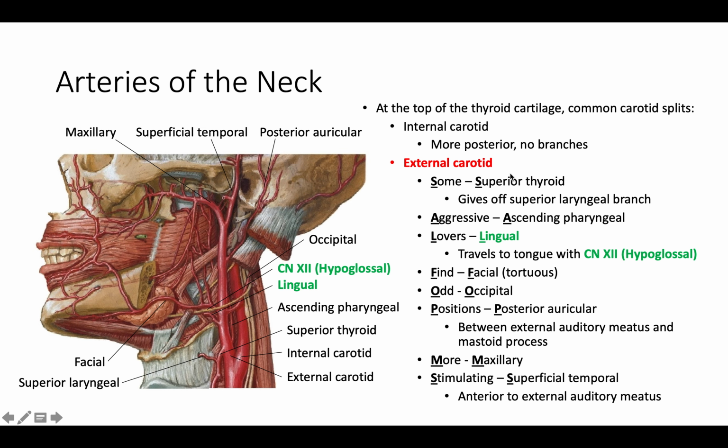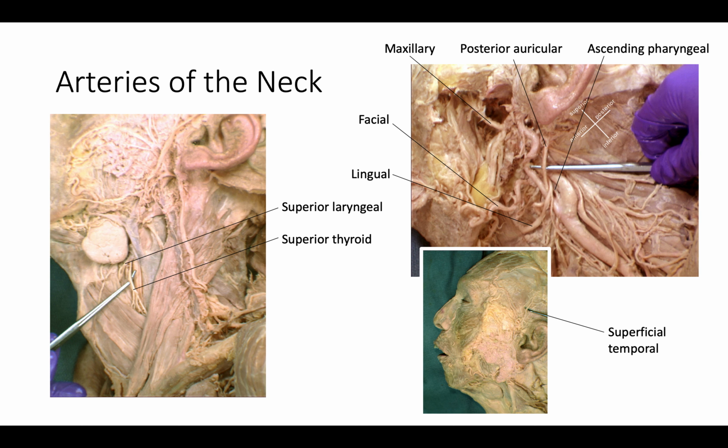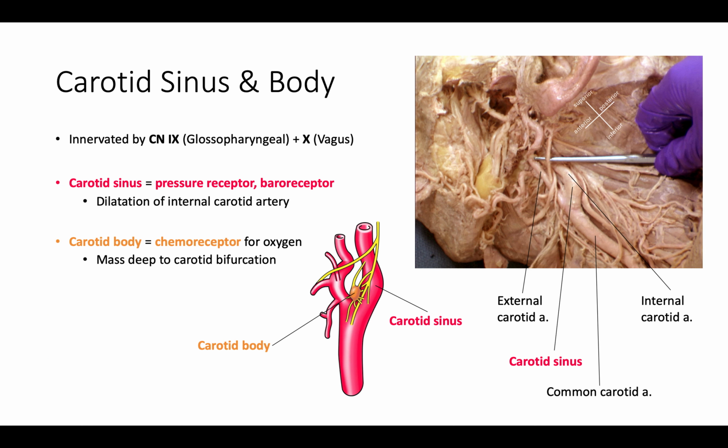So a way of remembering it is some aggressive lovers find odd positions more stimulating. So starting from the bottom and going up, we've got superior thyroid, ascending pharyngeal, lingual, and remember that's traveling with the tongue, with hypoglossal, and then facial, and then occipital, and then posterior auricular, and then maxillary, and then superficial temporal. And here's just finding these in the lab.